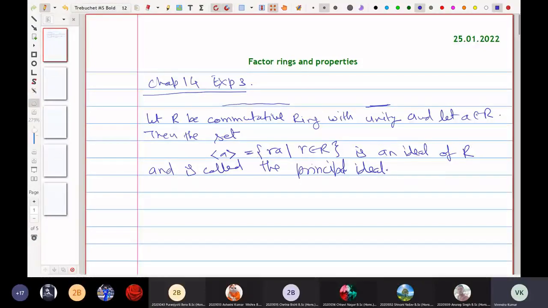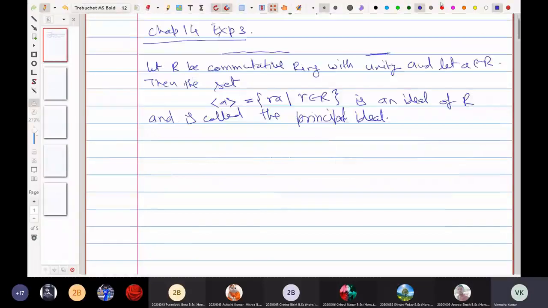If we compare this with a group, in a group we used to denote a cyclic group like this, where an element will be of the form a to the n, the collection of elements of the form a^n, where n belongs to Z and a belongs to G. So this needs to be taken care of.